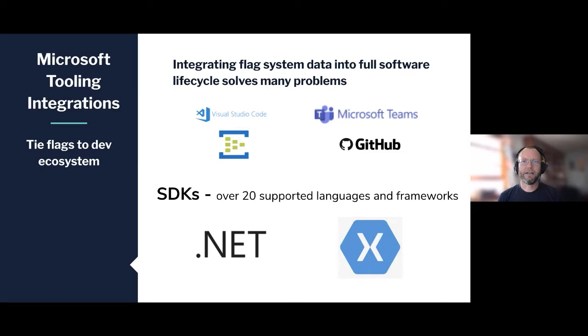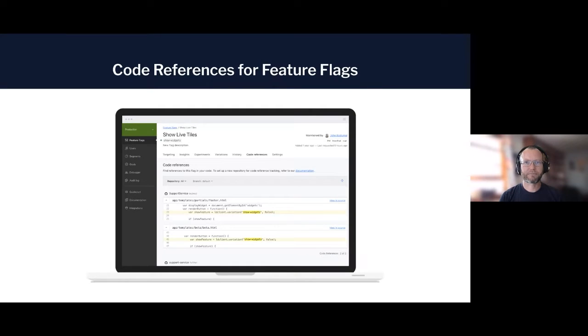With Azure Event Hubs, you can receive a fire hose of all feature flag evaluations as they're happening. This can empower your data science team to do further analytics on all that information that's flowing through the pipeline. And then with GitHub, it integrates directly with our code references. So now you have a first-class integration where you can run code references as a GitHub action. Let's take a little bit deeper look at code references.